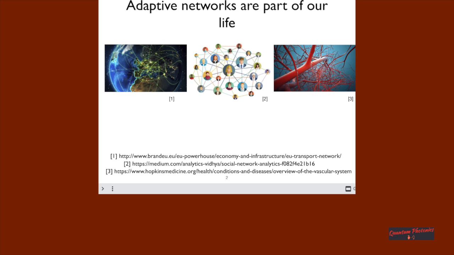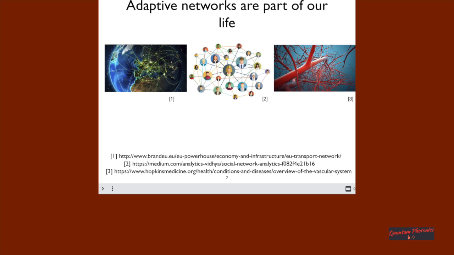Adaptive networks are part of our lives, starting from the transport network that we use every day to go to work, to the social network that we are part of. All of this adapts all the time following a variety of conditions. Our relationships to our peers, to our friends, to our colleagues change all the time, which is basically the connections of the social adaptive networks.